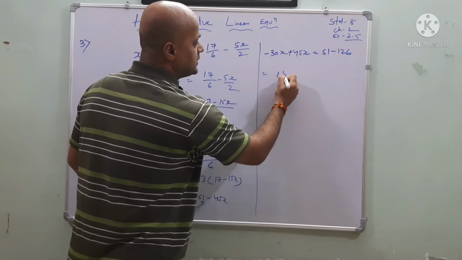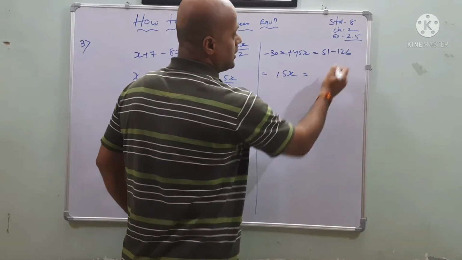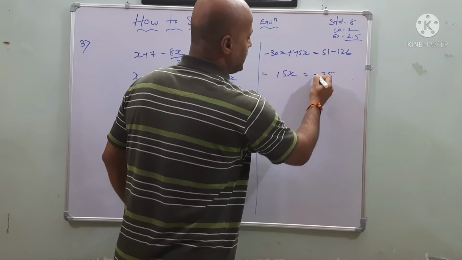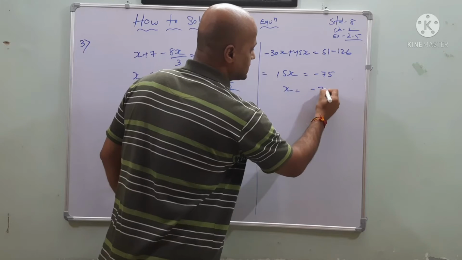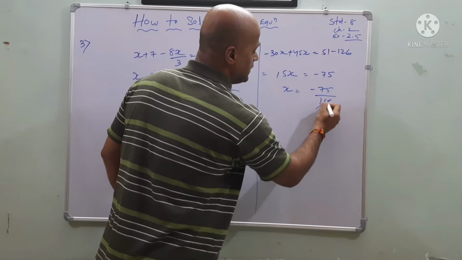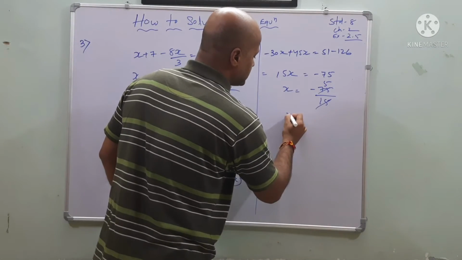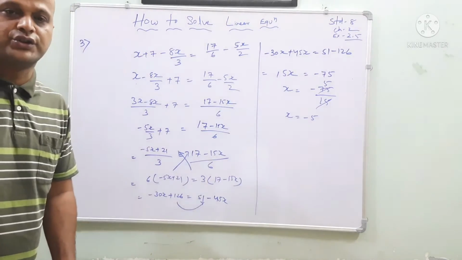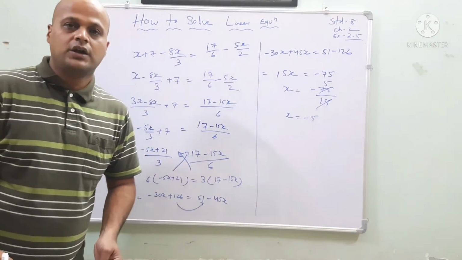Now how much is it? It is 15x. Then subtract these two. How much will it be? 51 minus 126 is minus 75. So x is equal to minus 75 by 15. 15 5s are 75. So x is equal to minus 5, my dear friends. Understood? Okay. So in this manner you have to solve the equation.